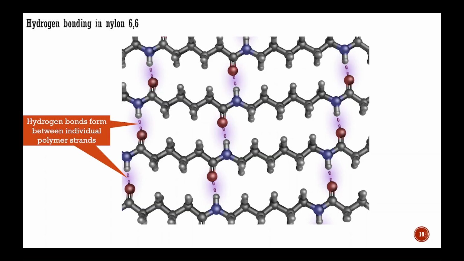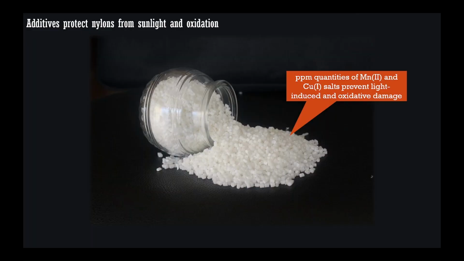Specifically, the carbonyl group of one amide bond forms a hydrogen bond with the amide hydrogen atom of another strand, as shown in this figure. The tensile strength and stiffness of nylons are primarily due to this hydrogen bonding. Various substances can also be added to polymers to protect them from sunlight or oxidative degradation. For example, trace amounts of manganese and copper salts are added to nylons to prevent light-induced and oxidative damage, while also helping to maintain their whiteness.